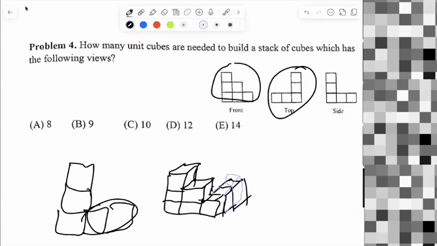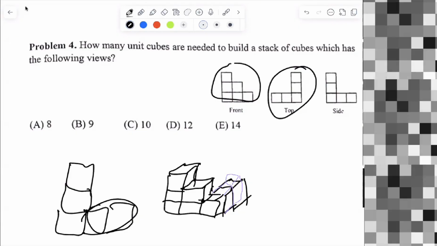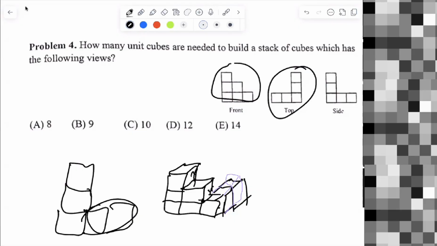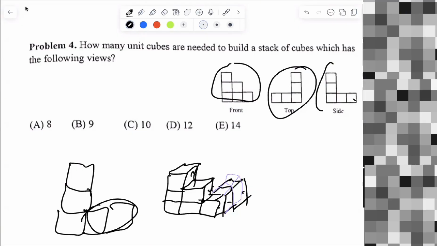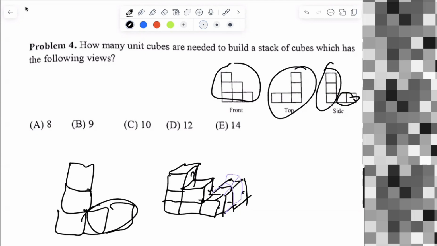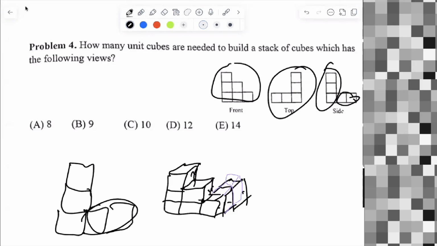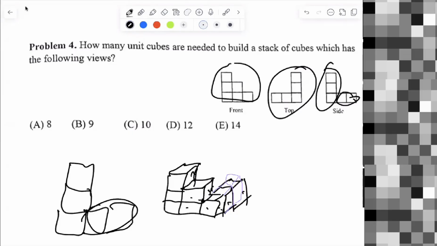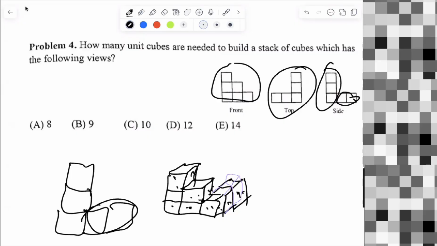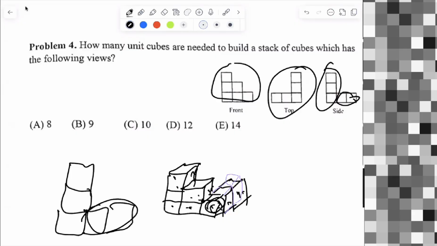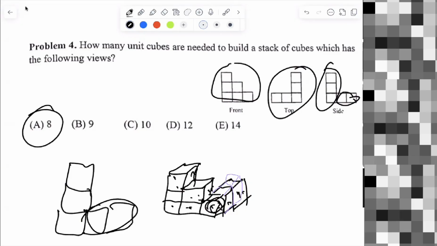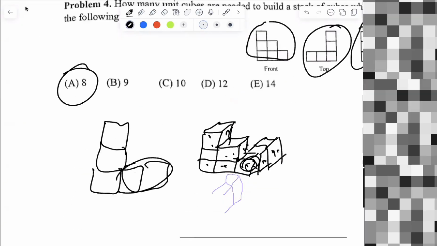Now for the side, if we look at it from the side, it also fills it in, because looking from the side we have 3 squares over here and 2 squares over here. So that just completes it all. So the answer is just 1, 2, 3, 4, 5, 6, 7, 8, 9. Make sure you don't overcount over here. That's a very important part. Make sure you don't overcount. So the answer to this question is just A. Alright?